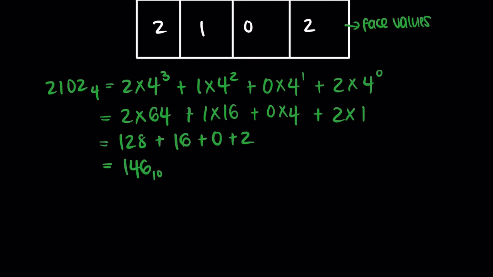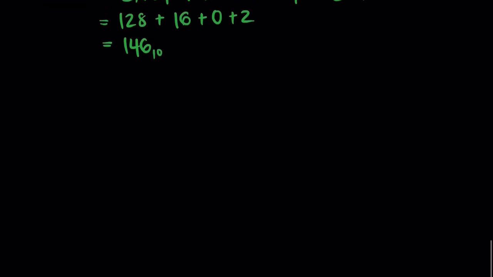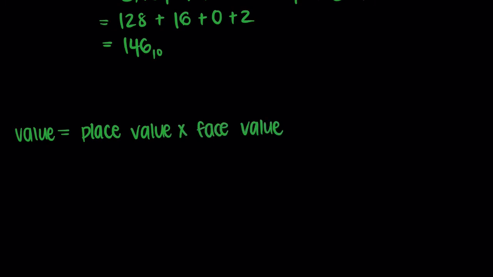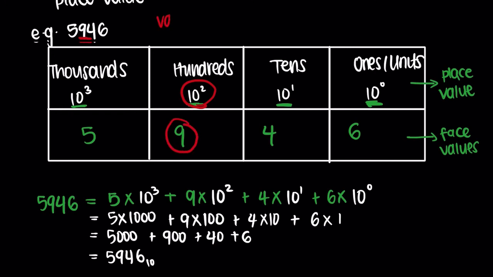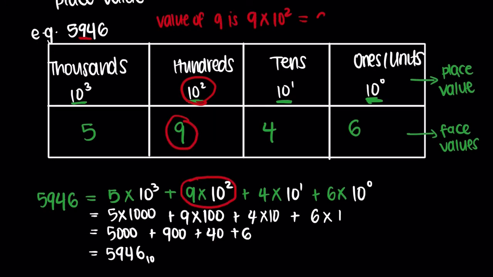The last thing we look at is values. So the value of a digit is equal to the place value of a number multiplied by the face or digit of that number. So if you scroll back up to the first number we looked at, 5,946, then the value of the digit 9, which I underline in red, is its place value, which is 10 raised to the second power, 100, multiplied by its face, 9. And so the value of the digit is 900.